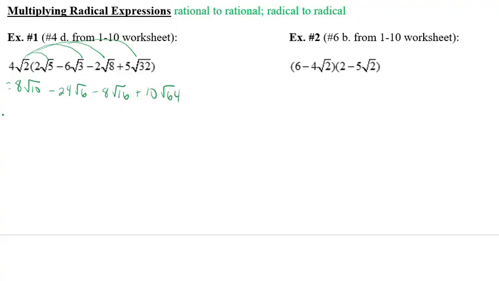So we're done the multiplication part, but now we have parts that can be simplified. For instance, root 16 and root 64 are both perfect squares. If we had anything where we could take out a factor that's a perfect square, we should also do that. In this particular case, we don't. So our 8 root 10 is going to stay 8 root 10. Likewise with the 24 root 6, because they have no perfect square factors. But 16 is a perfect square of 4, and 64 is the perfect square of 8.